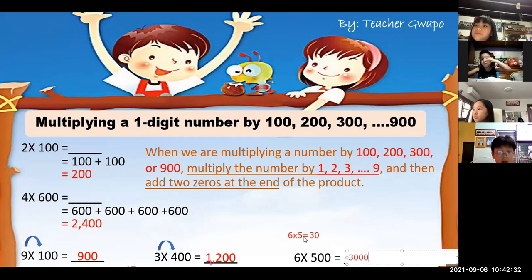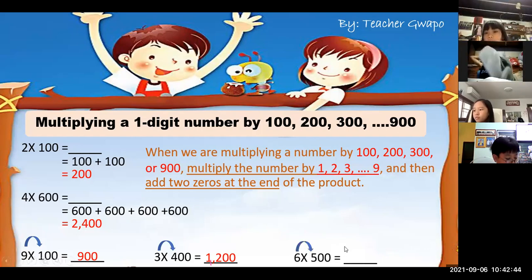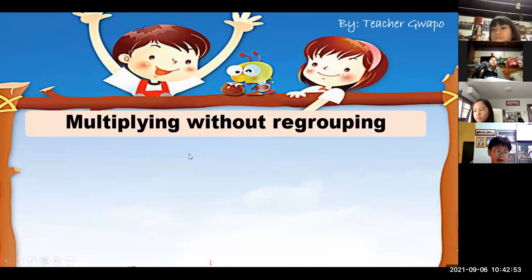Okay. So we will just multiply the first two numbers if the endings of the numbers are 0. So the answer here, 6 times 5, Rita says that it's 30. 6 times 5 is 30. So we just put 2 zeros here. 30 and then 2 zeros is equal to 3,000. Thank you, Rita. Okay, now here, we are now in multiplying without regrouping or without renaming.